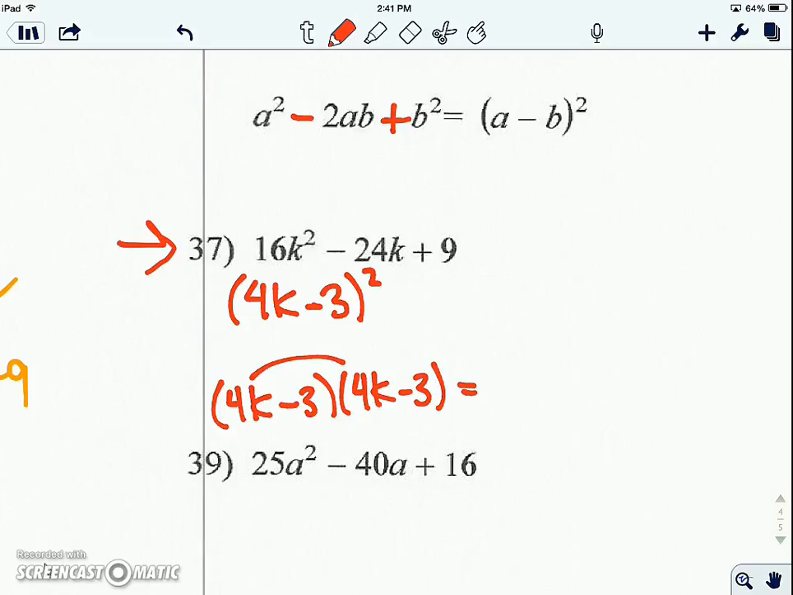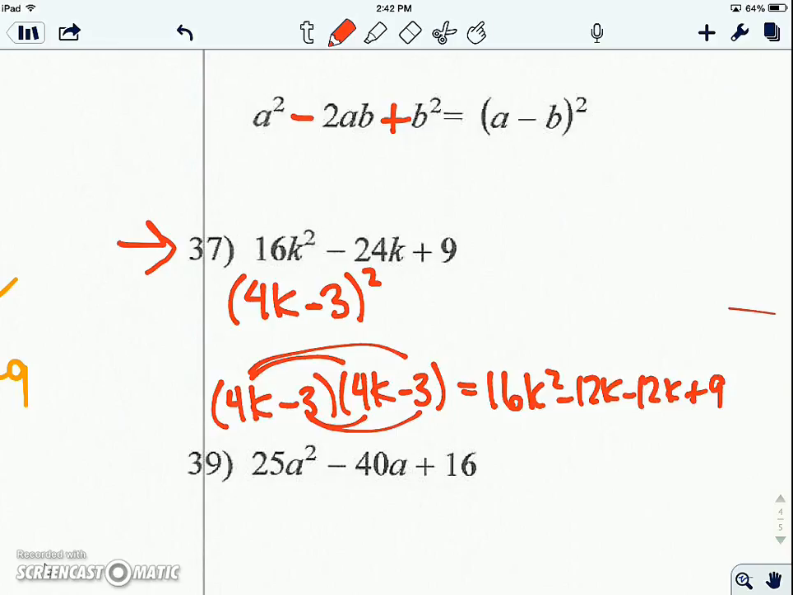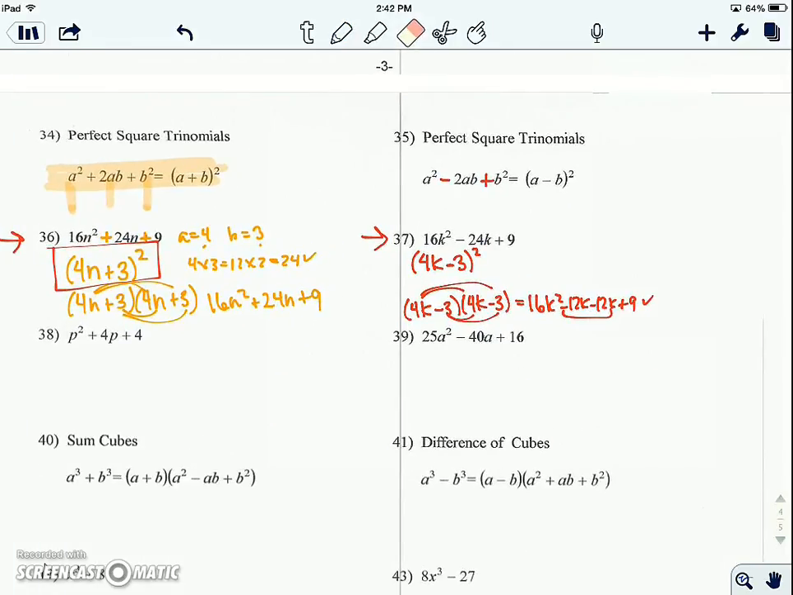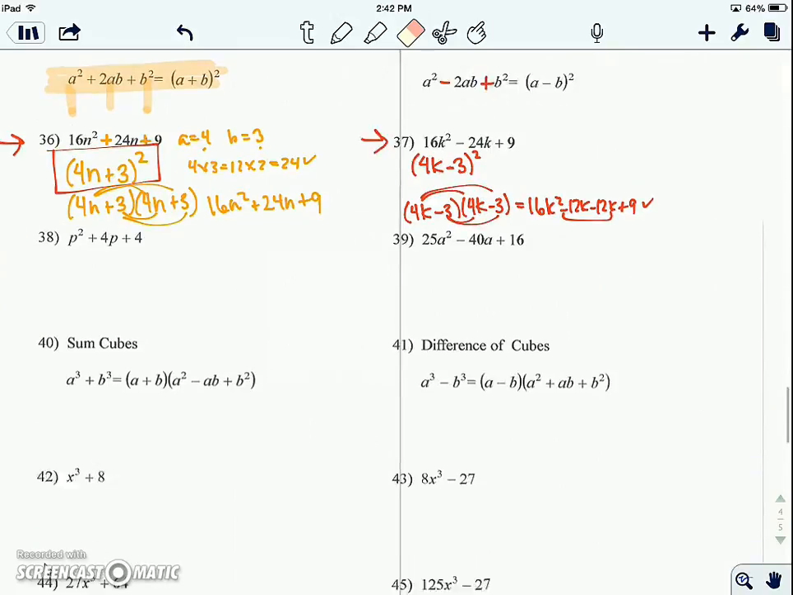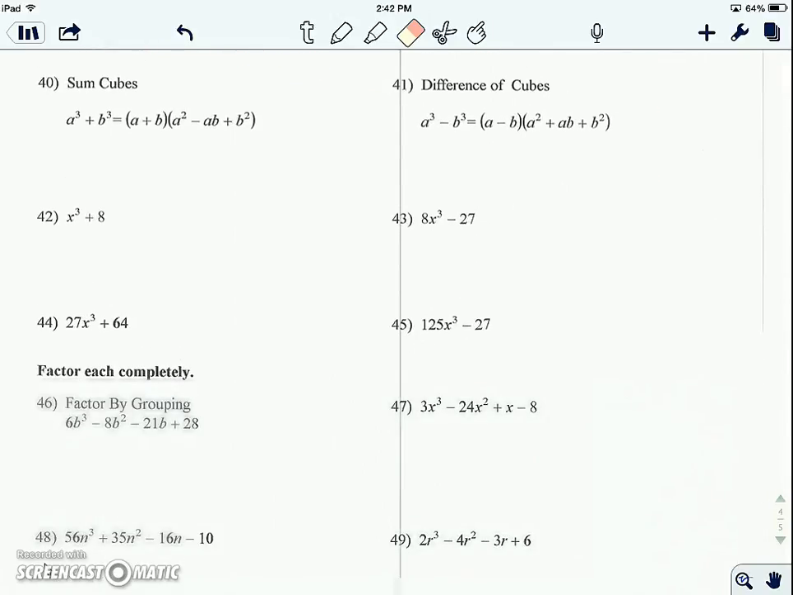So first, 16k squared minus 12k plus 9. So yep, 16k squared minus 24k plus 9. So it works. So you have two problems. With that, you can do them the long way or notice the pattern. The next one is sum of cubes and difference of cubes.